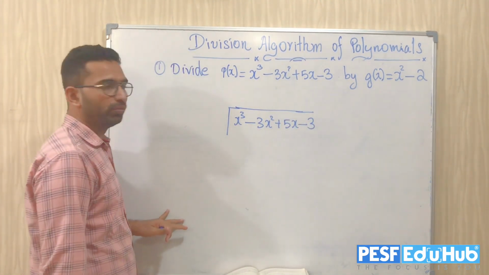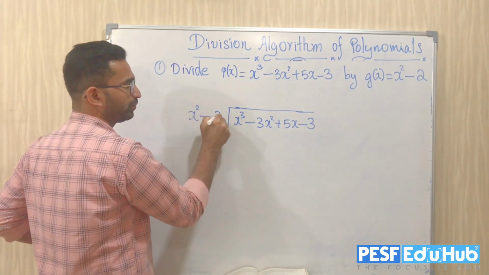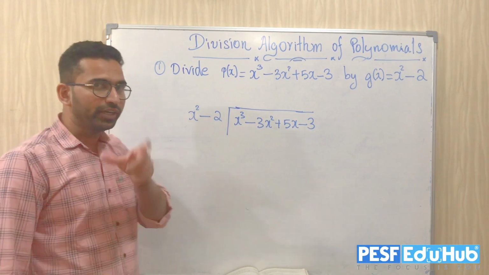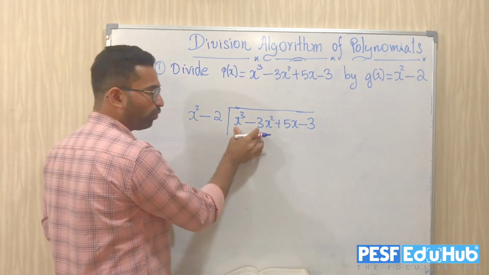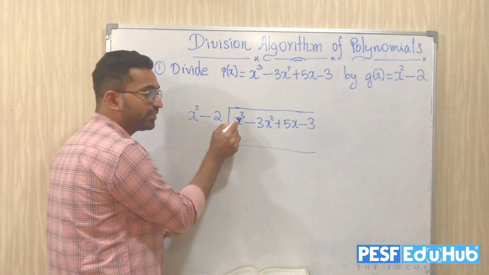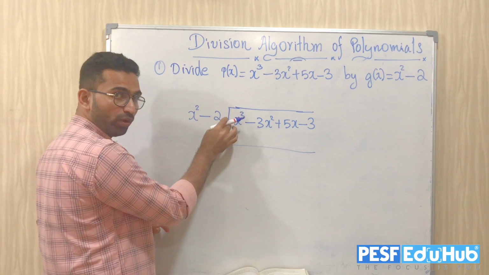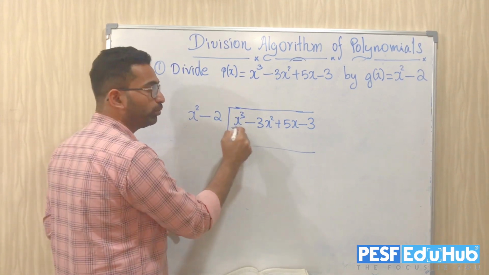Okay, so what will be your g of x? What is given is x square minus 2. So what is the point I told you? When we move from one step to another step, what should happen? The term containing the highest exponent should disappear. It means moving from step 1 to step 2, this x cube should not be there.